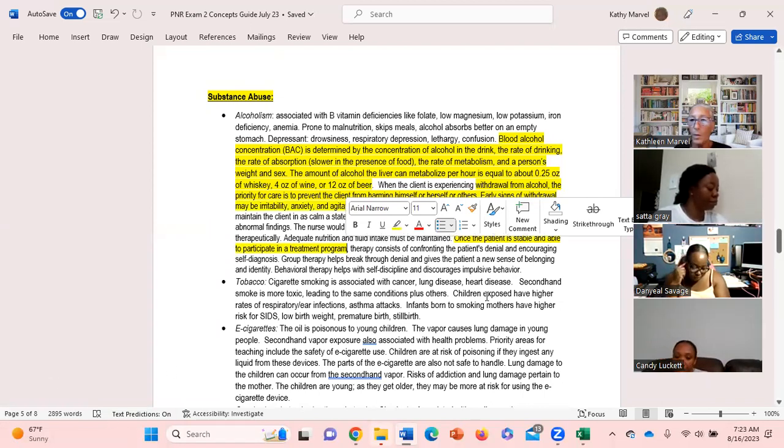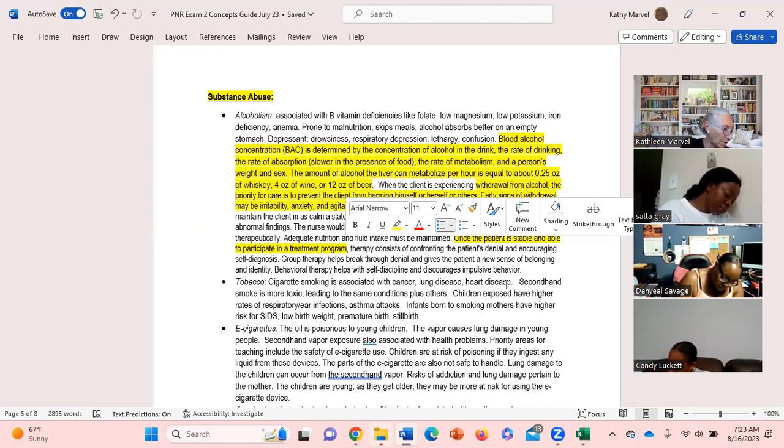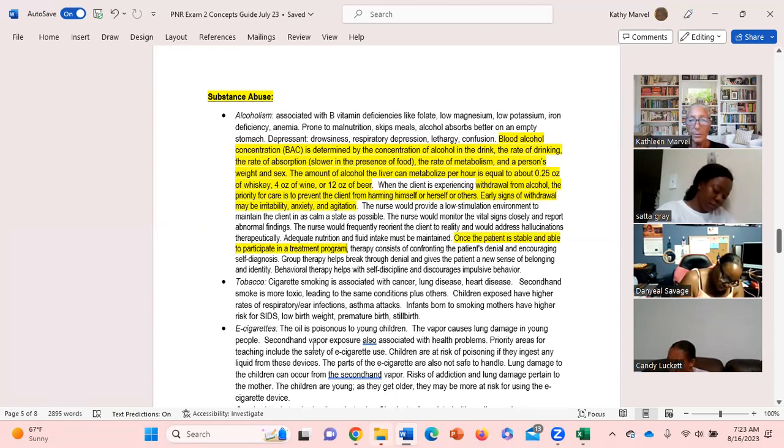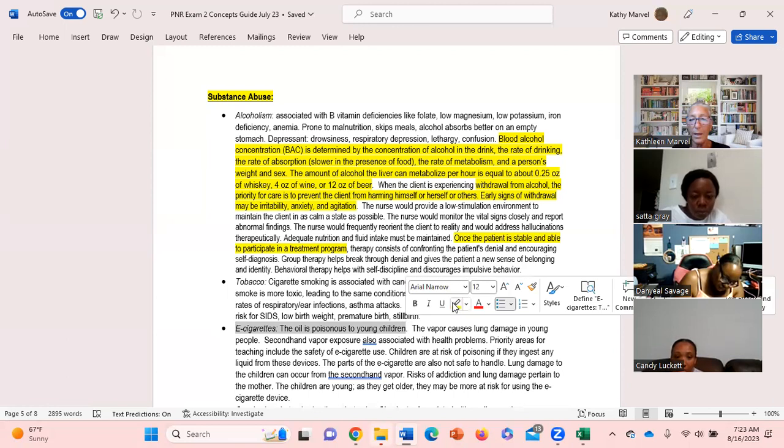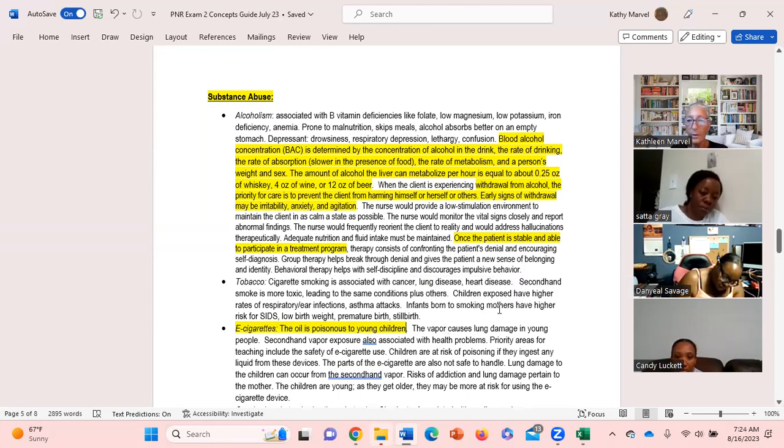Tobacco. We know tobacco is associated with cancer, lung disease, heart disease. Secondhand smoke is toxic, right? Kids have a higher rate of respiratory infections, ear infections, asthma if they live in a smoking home. E-cigarettes: you've got to remember that one of the biggest risks to kids around e-cigarettes is the poison, the oil. Oil is poisonous to these kids if they get into it.